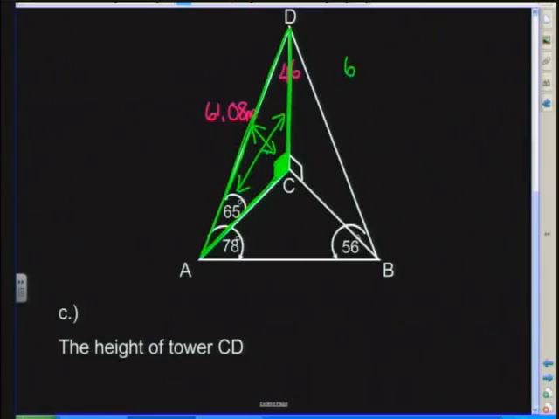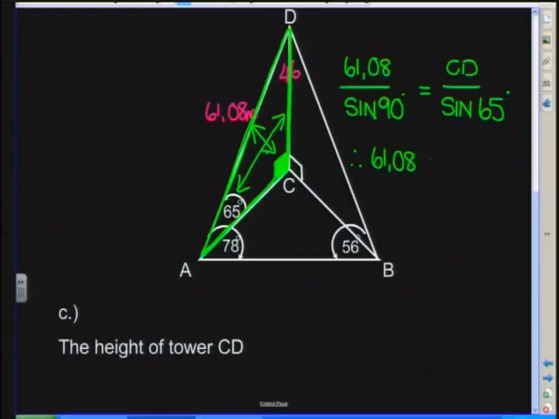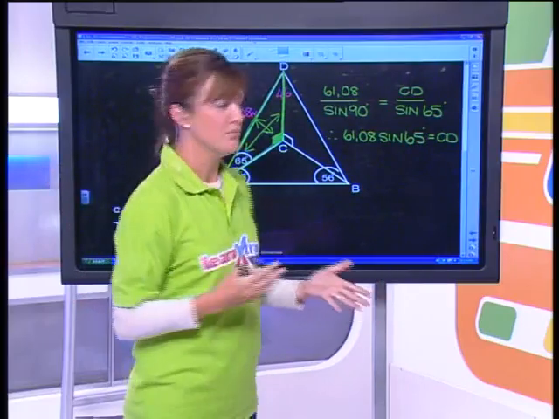So therefore, we're going to say 61.08 over sine of 90, and if you all know your special angles, we'll know that sine of 90 is actually equal to 1, okay? And it's equal to the length we're looking for, which is CD, over sine of the angle opposite CD, which is 65 degrees. Okay, so therefore I'm going to take 61.08 multiplied by sine of 65. And guys, I'm not going to put it over sine of 90 because I know that sine of 90 is equal to 1, so it's not necessary to put it over 1.